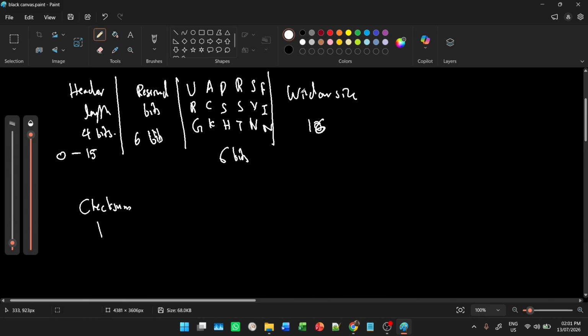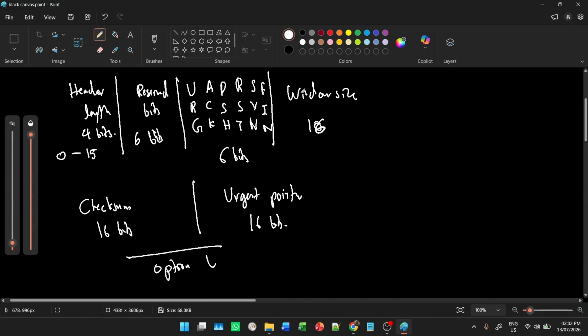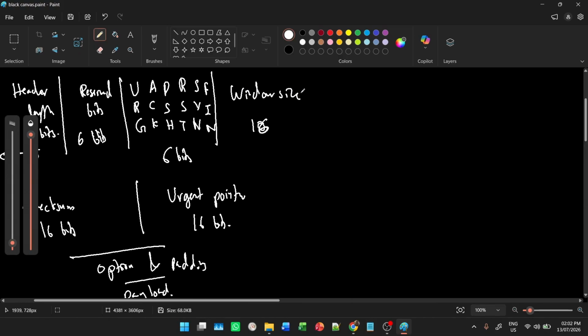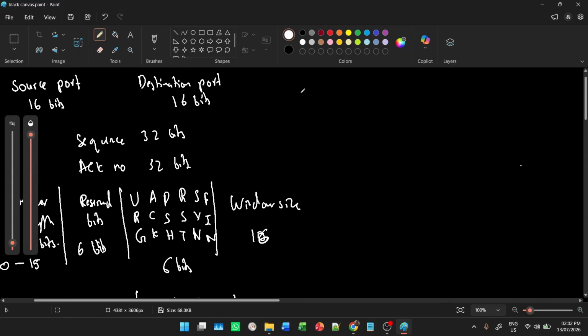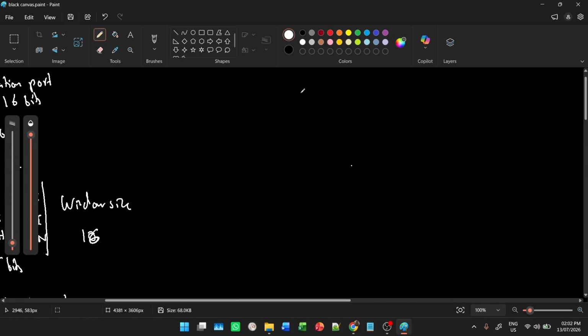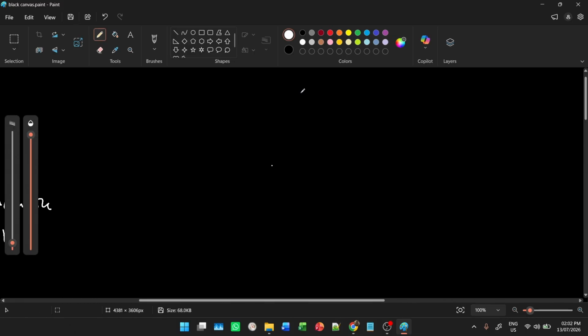Then we have the checksum, which is also 16 bits. And finally we have the urgent pointer, which is also 16 bits. Finally you have options and padding, and below that you will have the payload, right? So now let us go through some questions for the TCP segment.